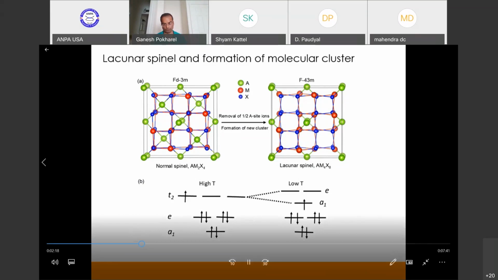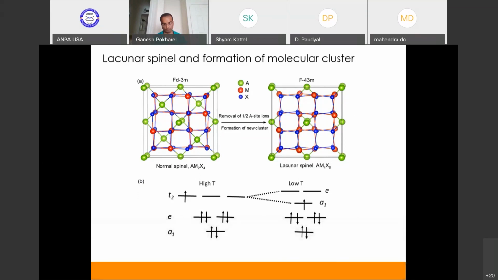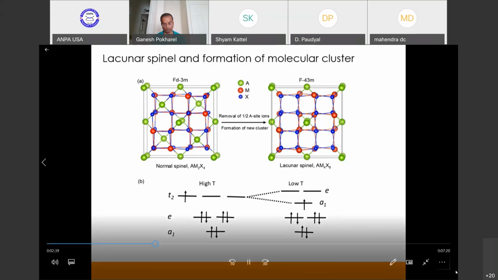In case of GaV4S8, there is a single spin which occupies triply degenerate T2 molecular orbitals. As a result, this material is highly orbitally active, resulting in orbital ordering at low temperature below 42 Kelvin. For the orbital ordering, the material elongates along the high symmetry 111 direction. As a result, the triply degenerate T2 orbital splits into doubly degenerate E and non-degenerate A1 orbitals.